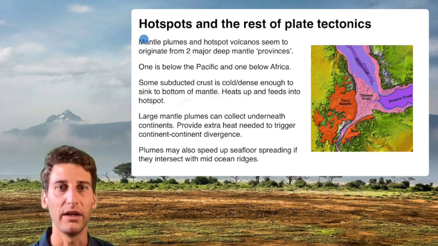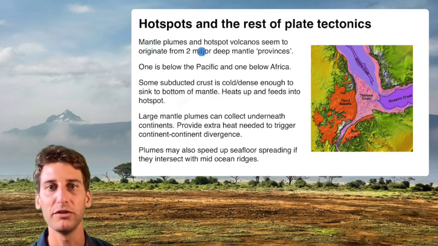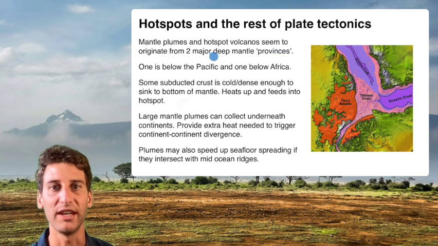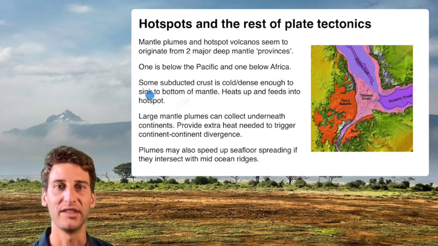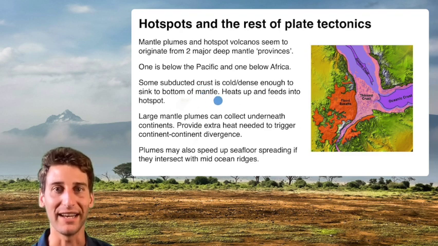But to summarize what I've just been mentioning, mantle plumes and hotspot volcanoes seem to originate from two deep mantle provinces. One is below the Pacific and one is below Africa. So some of the subducted crust in subduction zones is cold and dense enough to reach the bottom of the mantle. This then heats up, feeds back into the hotspot, and then is actually part of what's forming Hawaii.